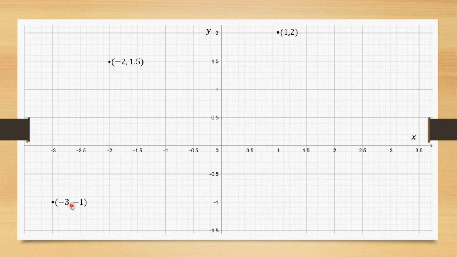Finally, for this point, (-3, -1), we go to the left 3 units, because 3 is negative, the x-coordinate. Then we go down 1 unit, like so. As you can see, to the left 3 units because the x-coordinate is negative. The y-coordinate's -1. We go down 1 unit, like so. Okay, so, just some quick examples.